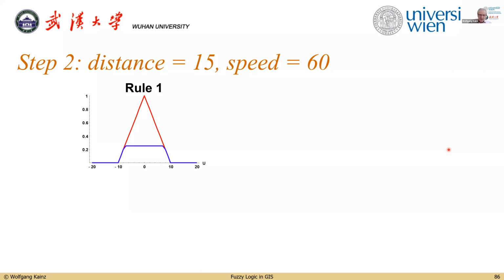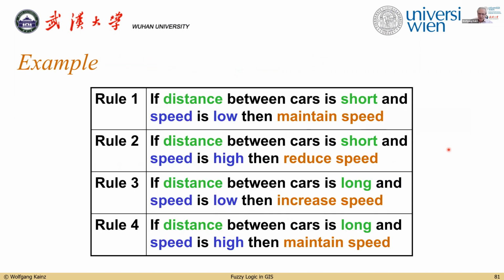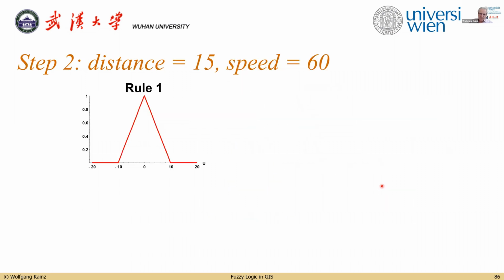Rule number 2 had as a conclusion reduce speed. Let me jump back. Reduce speed. So the reduce speed or brake membership function looks like that. And the minimum was 0.75 for rule number 2. So we cut it at 0.75, giving this blue line.